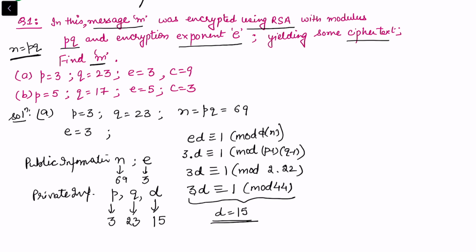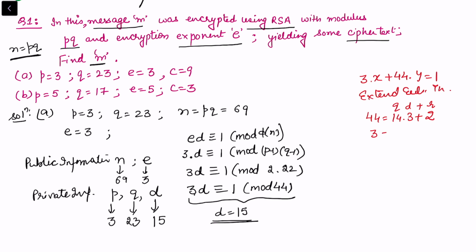If we do not want to find this by trial, we can write it as 3 times X plus 44 times Y equal to 1, and here we can apply the extended Euclidean algorithm to solve this problem. 44 equals 14 times 3, that is 42, plus 2. So 2 is the remainder. Here 14 acts as the quotient, 3 is the divisor, and 2 is the remainder. Then we repeat this process. 3 equals 2 times 1 plus 1.